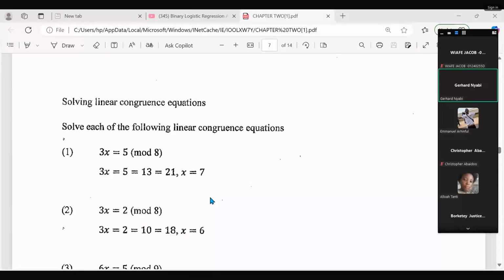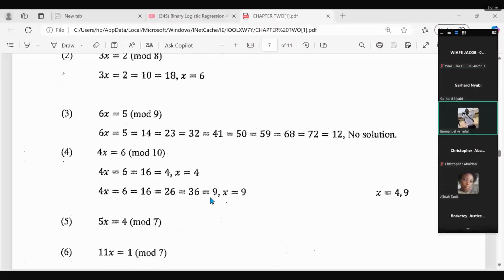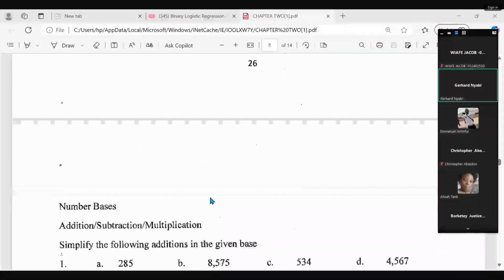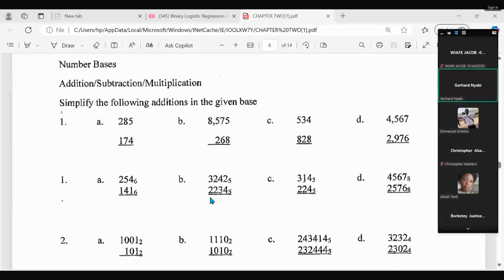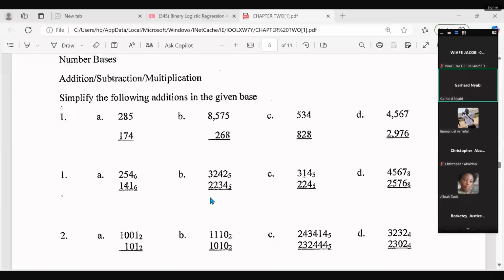All right, so these are some of the linear combinations you can do. The next thing we'll talk about here now is number bases. You know numbers, right? Yes, sir. You know how to count numbers, counting numbers.